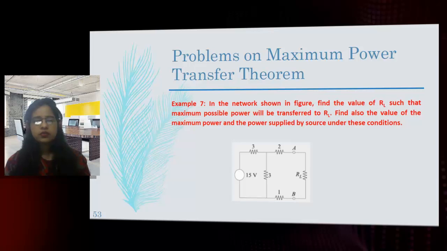Next, we'll take this problem now. In the network shown in the figure, find the value of RL such that maximum possible power will be transferred to RL.